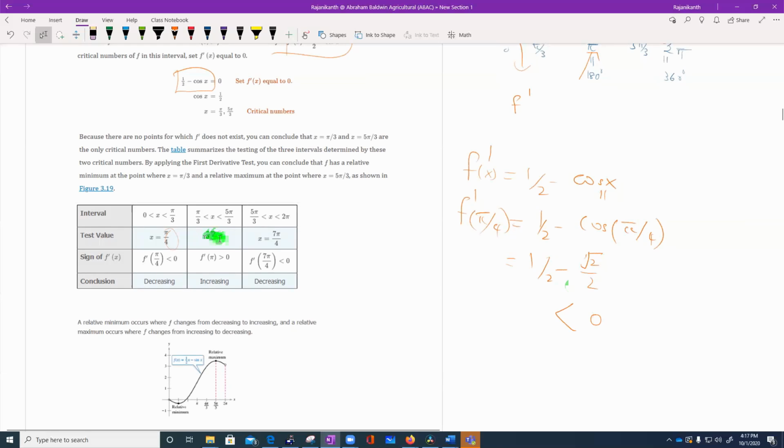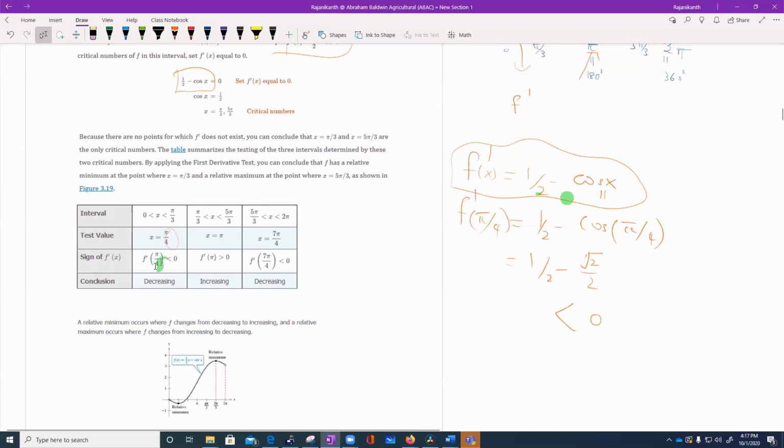So again, plugging this value into the same function, the first derivative function. Now we are plugging pi here. So cosine pi will be negative 1. So that negative and this negative will be positive 1. 1 plus half is 1 and a half. So you will get a positive value in that interval. Again, plugging 7 pi over 4 into that first derivative function, you will get negative. Okay, that's it. So now you know the trend of your curve, right?